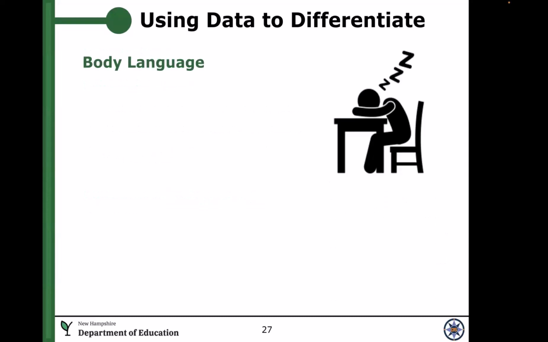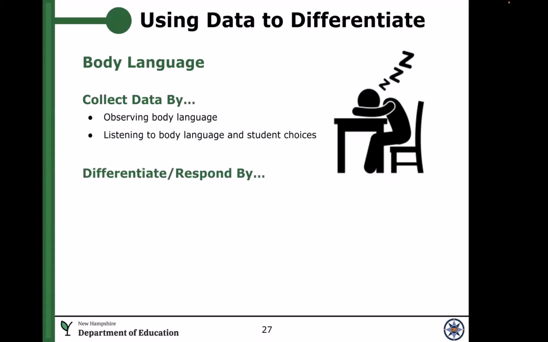And lastly is body language. Even the way students are coming into our classroom, they're yawning, they're slumped over. Observing their body language, and then listening to the choices they're making, where they're sitting, can tell us a lot about how our class is going to go. And differentiating based on their needs can be a world of difference.